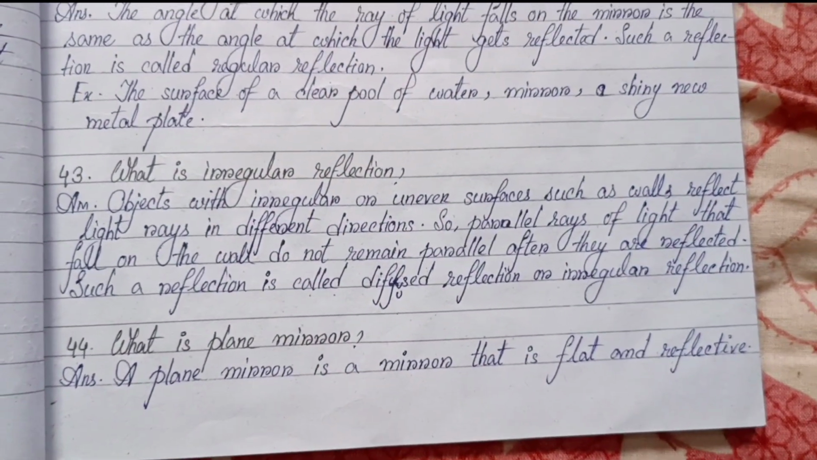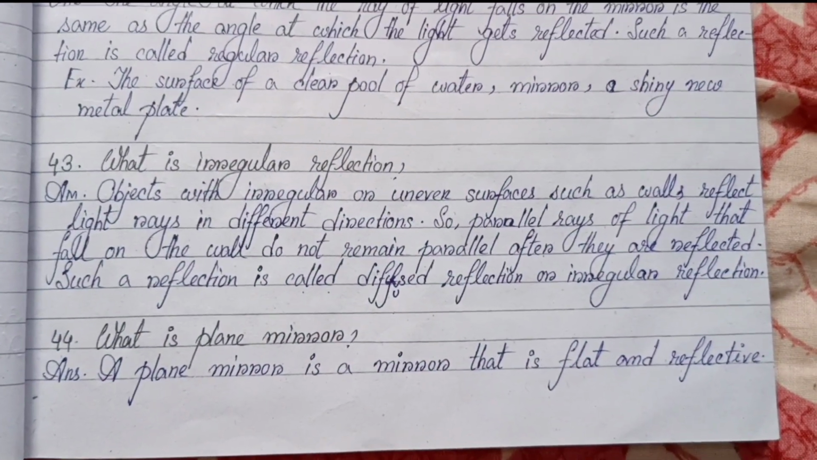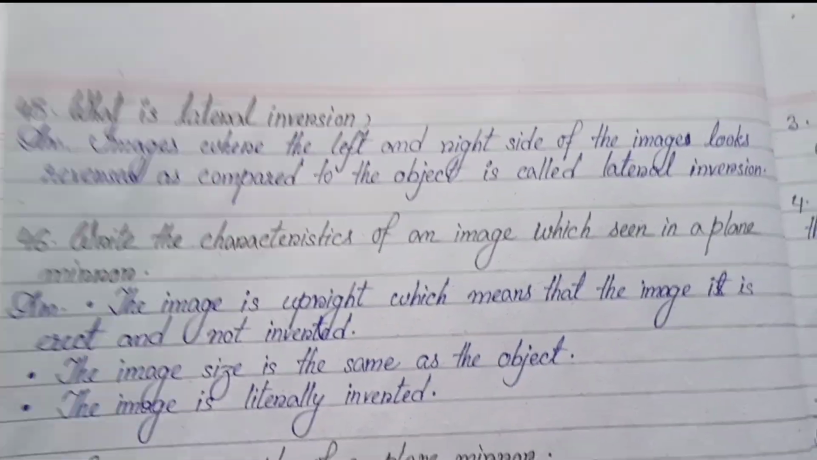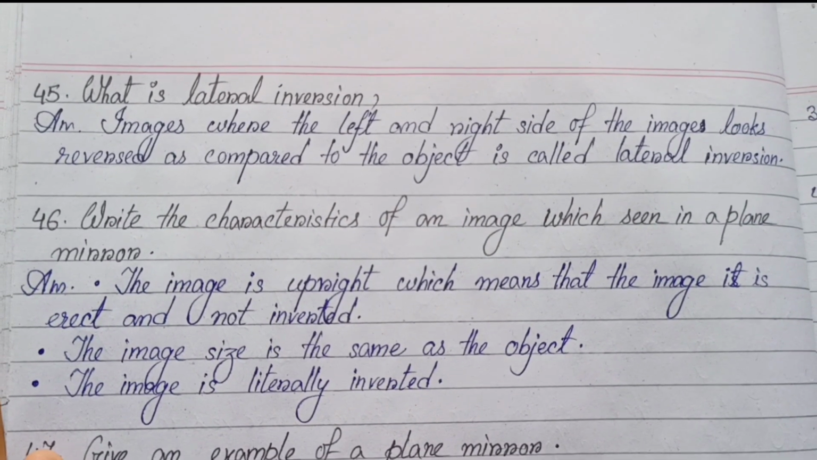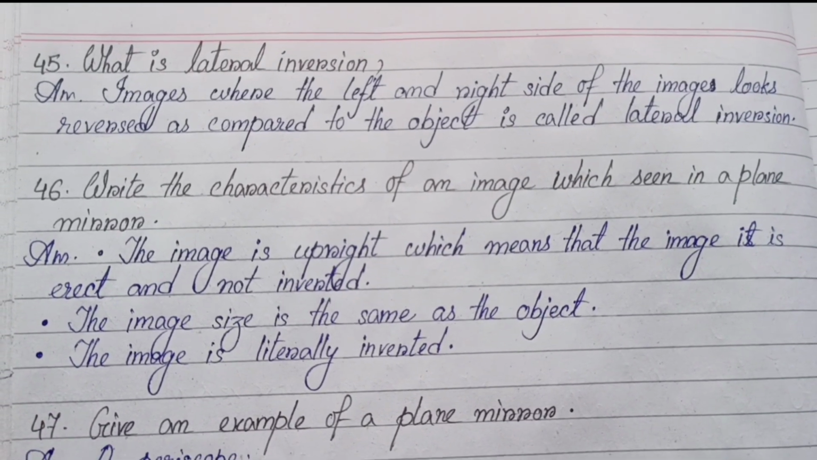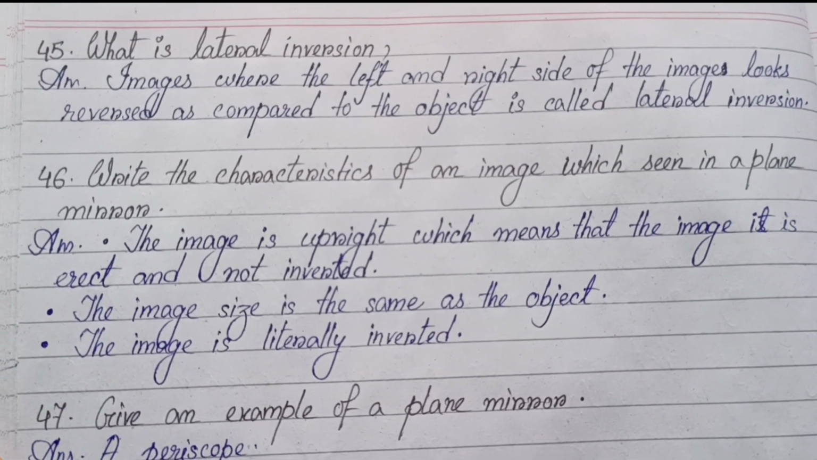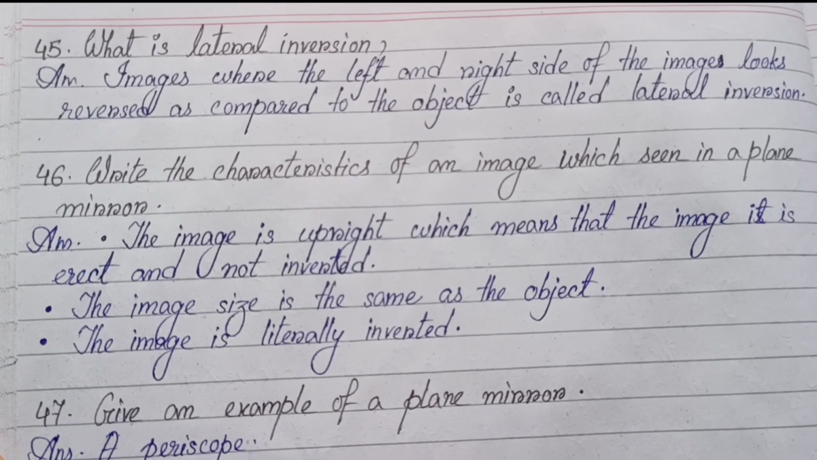Number 44. What is a plane mirror? A plane mirror is a mirror that is flat and reflective. Number 45. What is lateral inversion? Images where the left and right side of the image looks reversed as compared to the object is called lateral inversion. Number 46. Write the characteristics of an image seen in a plane mirror.